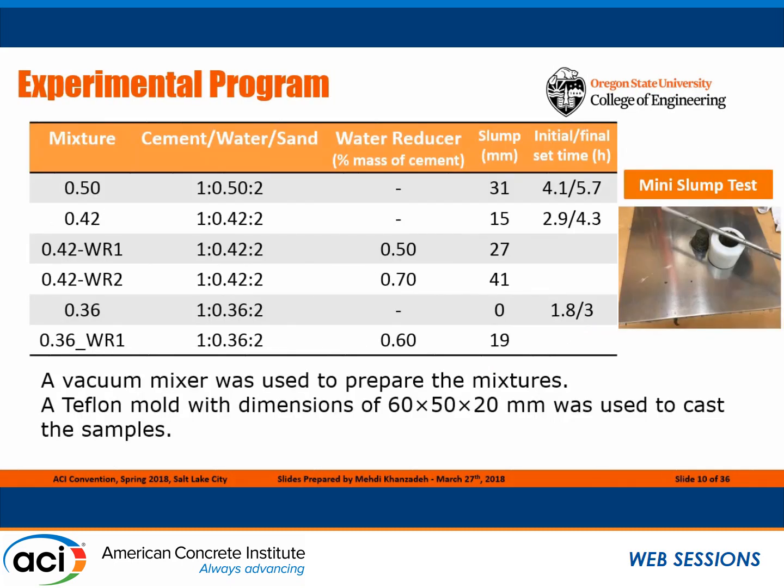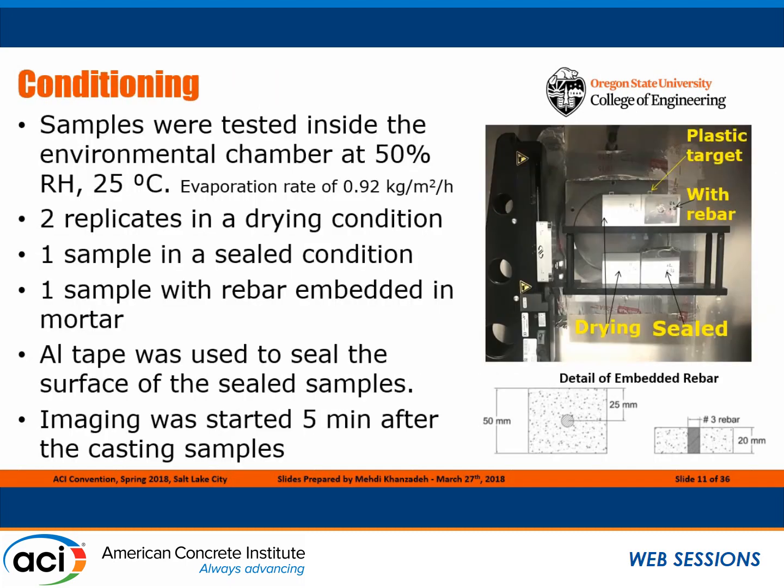For the experimental program, we tested 3 different water-cement ratios: 0.36, 0.42, and 0.5. In the case of 0.42 and 0.36, as shown here, we used a water reducer with different dosages to increase the slump. We measured the slump using a mini slump cone, as shown in the right image. We used a vacuum mixer to prepare the mixtures and, as I said, Teflon molds to cast the samples. For conditioning, we conditioned the samples at 50% RH and 25 C temperature.